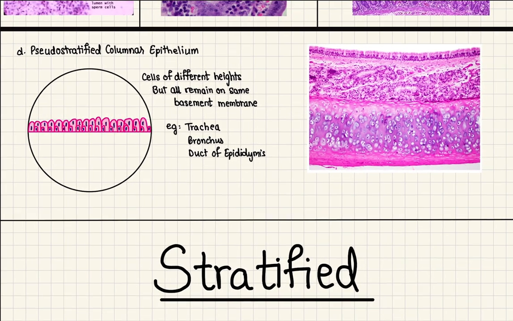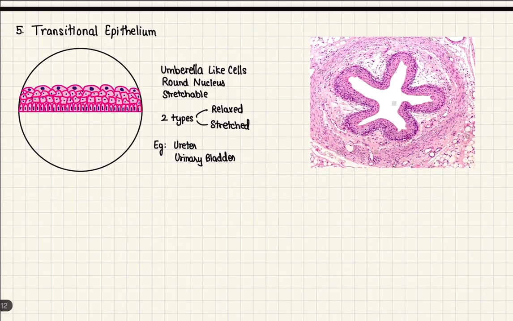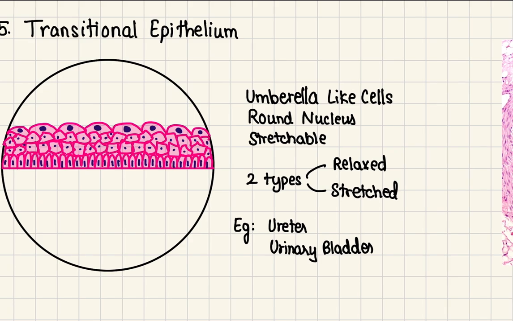Apologies, before that we'll do transitional epithelium. I made a mistake over here, but forgetting that, transitional epithelium is the next sub-classification. These have umbrella-like cells with round nuclei and they're very stretchable. You can say that this is also a type of stratified epithelium, right? Because there are multiple cellular layers.